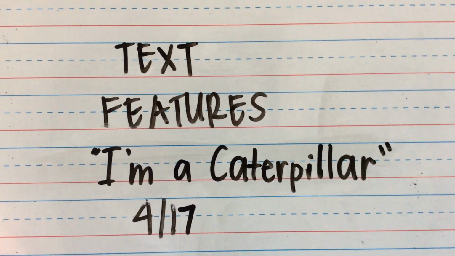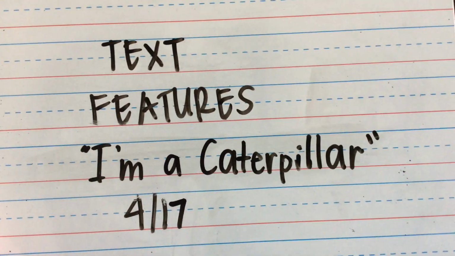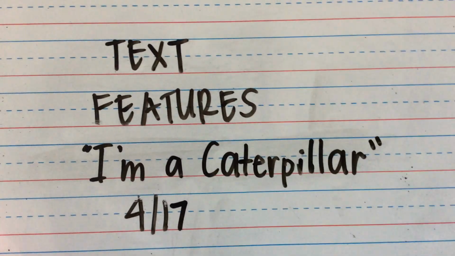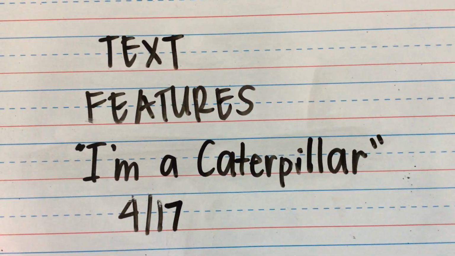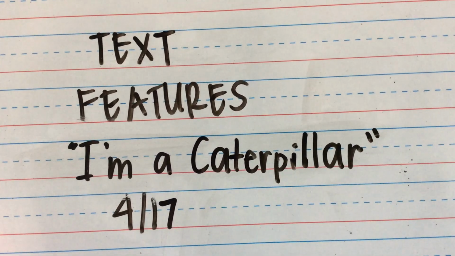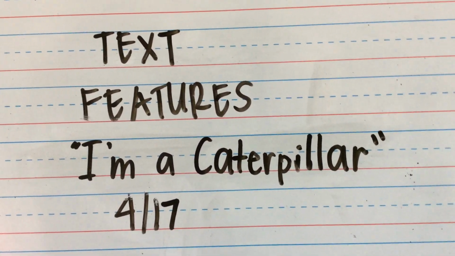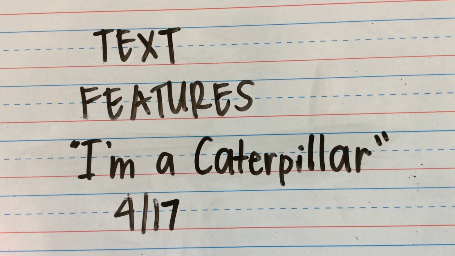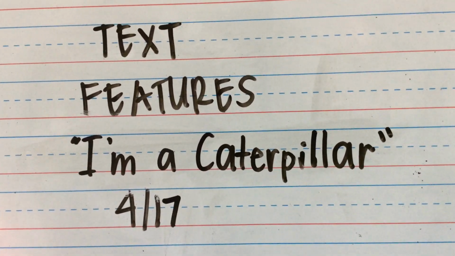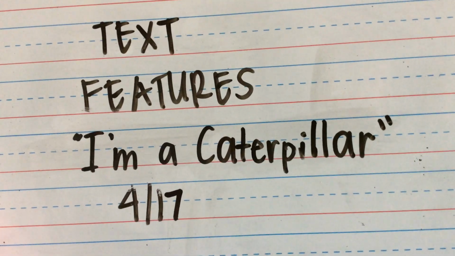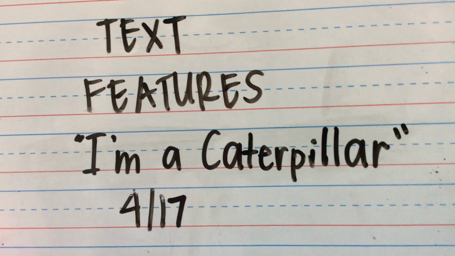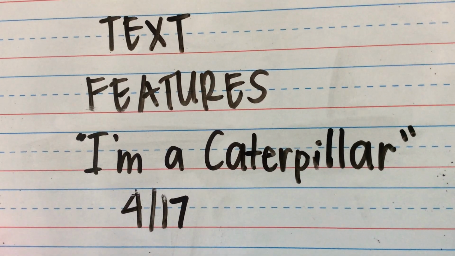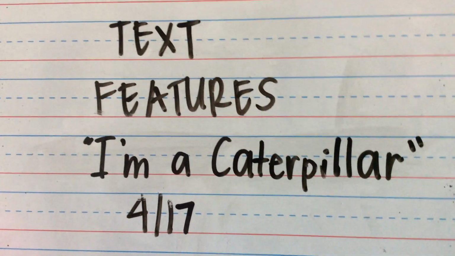Happy Friday, friends! Today we are going to review text features while reading the story I'm a Caterpillar from our Reading Street curriculum. We're going to be looking for text features while reading this story. We know that good readers look for text features while reading nonfiction text so that they can locate key facts and information in a text quickly.